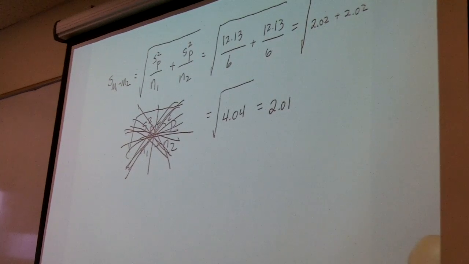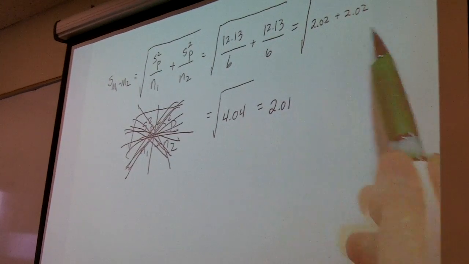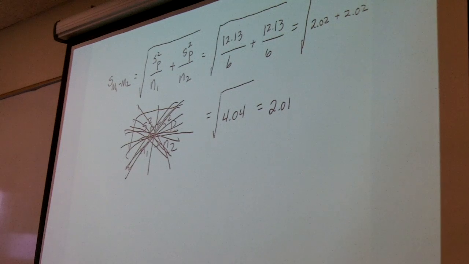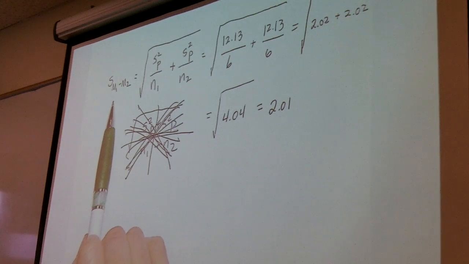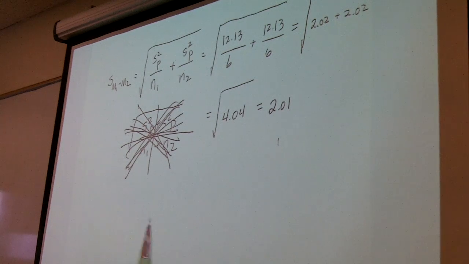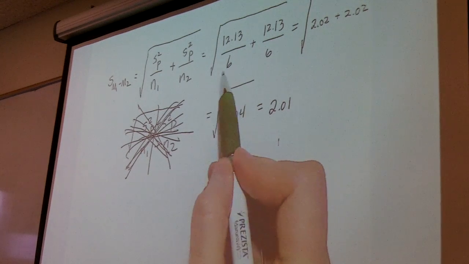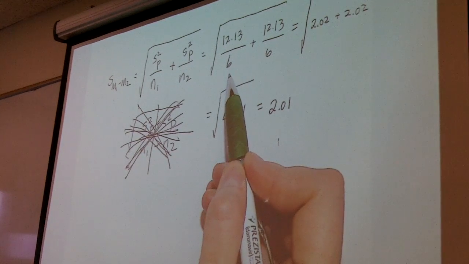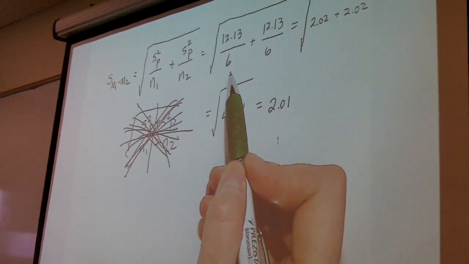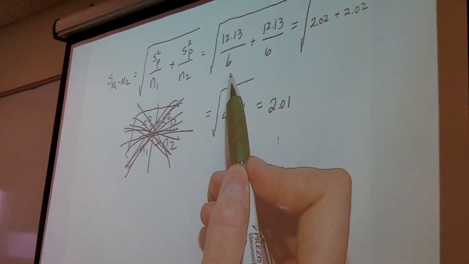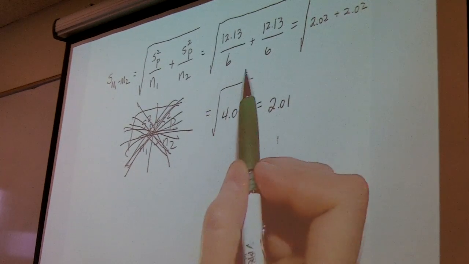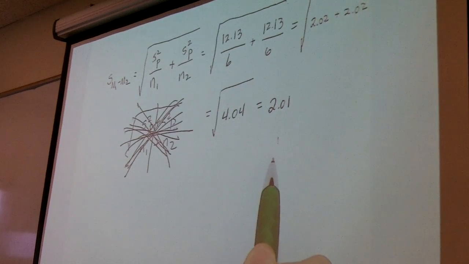2.01. Now, on a test, I expect you to write out all those steps. Don't just go, oh, pooled estimated standard error is 2.01. I'll be like, where's your math? Show your work. Show all the steps. That way, if you screw up here and put degrees of freedom, I'll know that's what happened, and you'll know that's what happened, and we'll be able to try and avoid it in the future. So make sure you show all the steps. Write everything down.